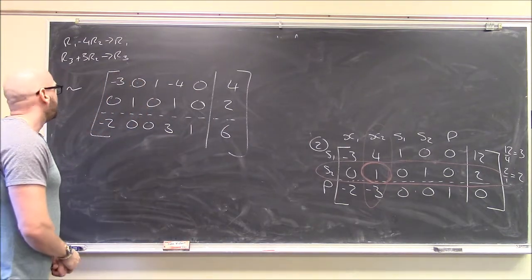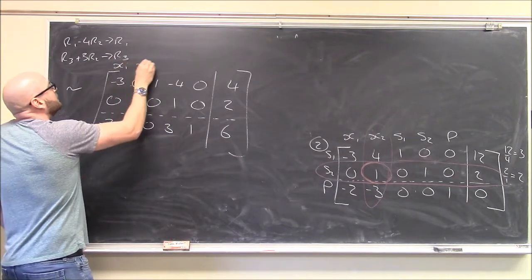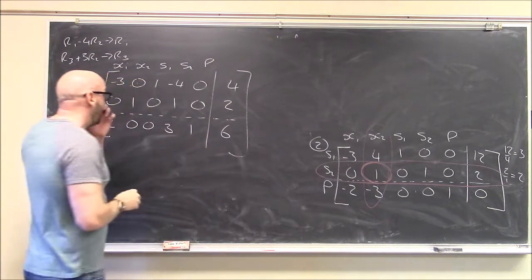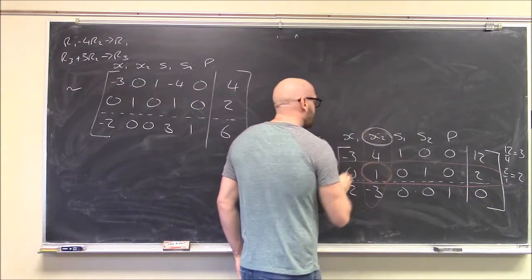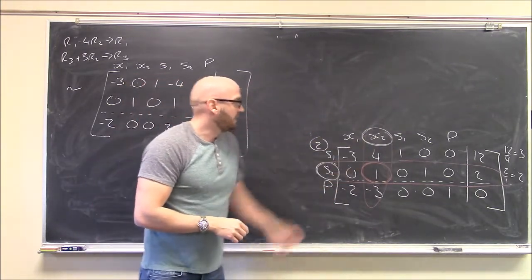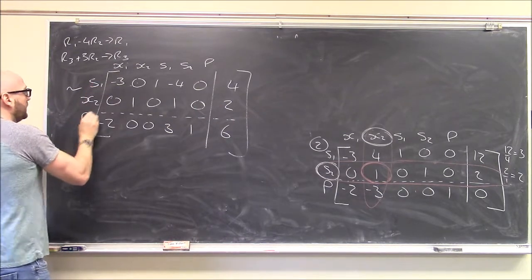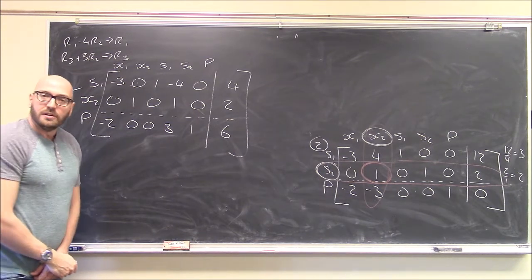Cool, so there's the row operations done. And there's one more thing to do. Remember, I have to decide on my exiting and entering variables and replace them. So what do I have? x2 is my entering variable, s2 is my exiting variable, so I replace s2 with x2. So I've got x2 here, and I still have s1 and p. There's the pivot operation complete.